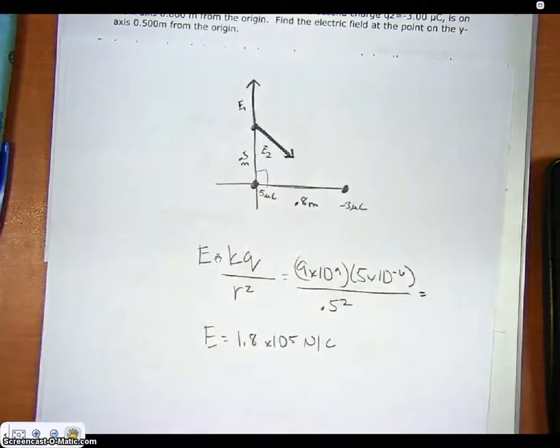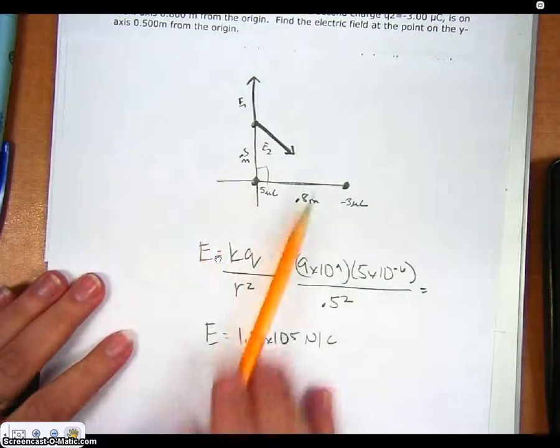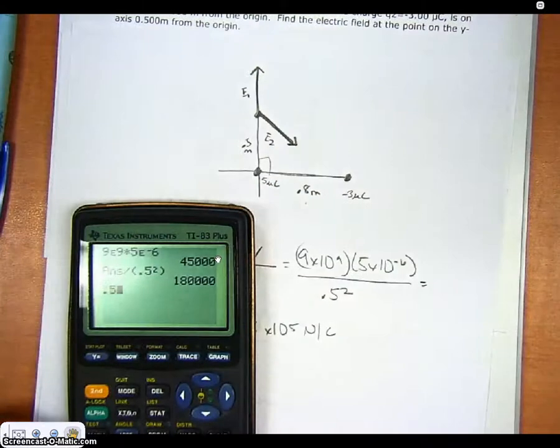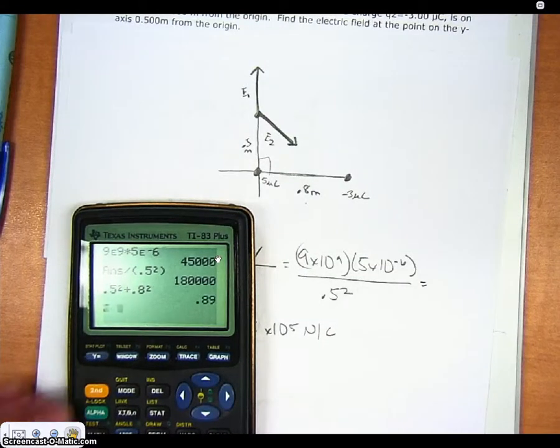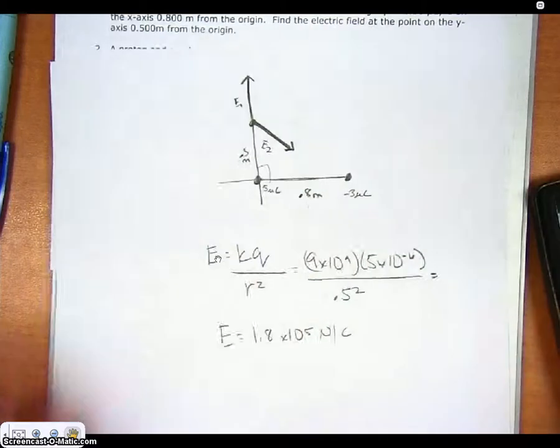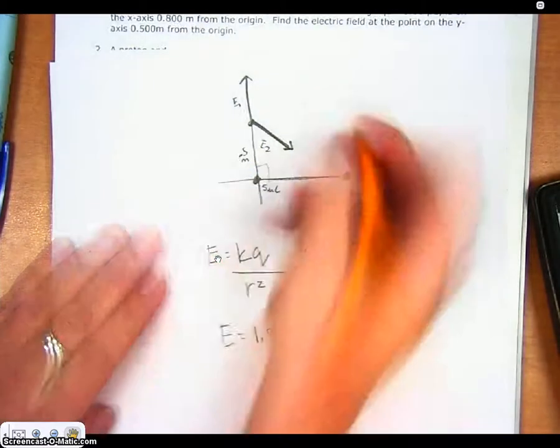In order to figure out E2, I actually need to figure out the distance, so I just need to use the Pythagorean theorem to figure out the hypotenuse of that triangle. So 0.5 squared plus 0.8 squared equals, and then square root. So 0.94 is the distance here.